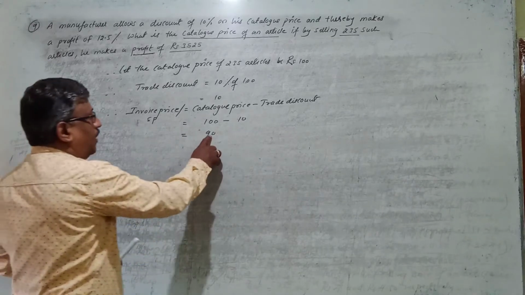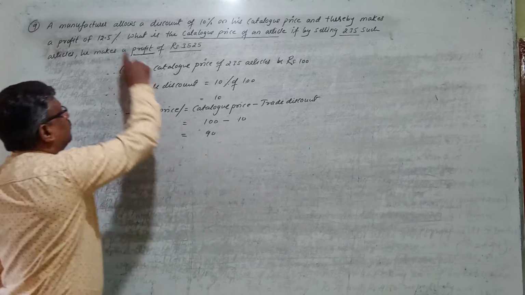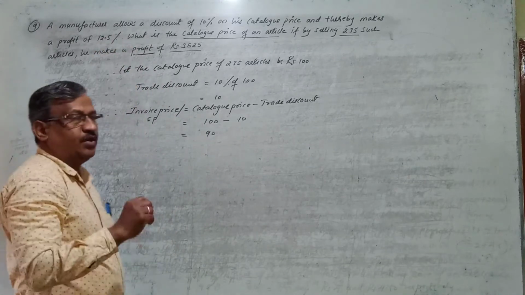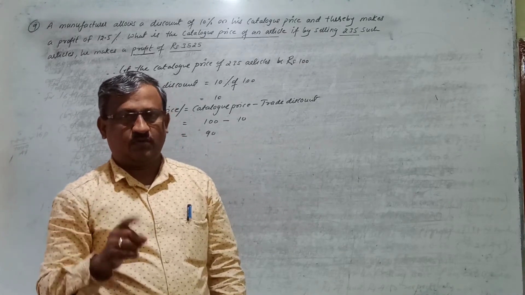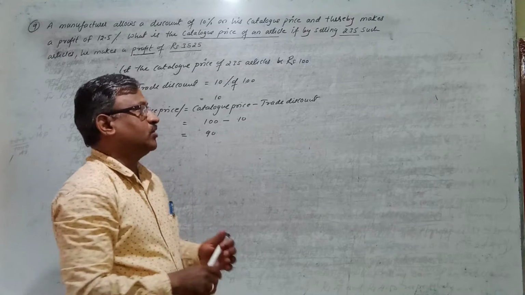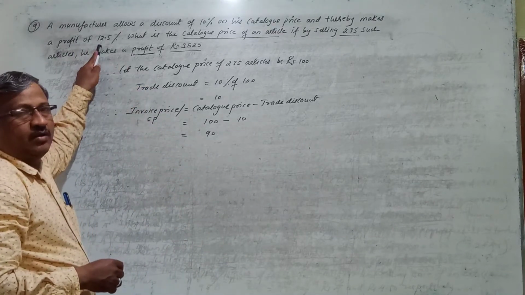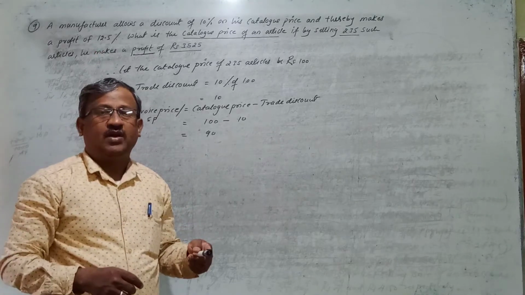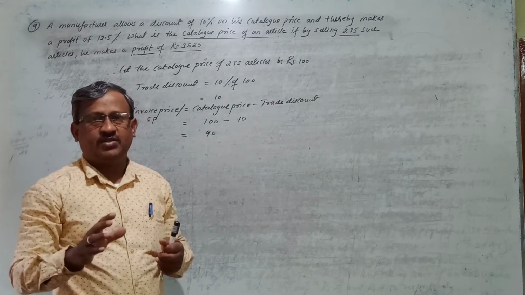And when he sells these 235 articles for 90 rupees, how much profit is he getting? He is getting 12.5% profit. So on which price is he getting 12.5% profit? On the cost price, not on the selling price. Because in the problem they have not mentioned. Simply they have said he gained 12.5% profit. But on which price? Whether it is on cost price or on selling price, it is not mentioned.